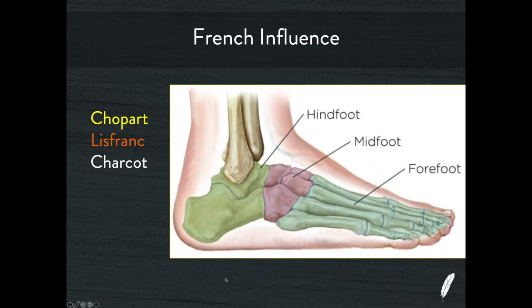Now, first of all, the Chopart line is this line here, and this is the line between the hindfoot and the midfoot. So it's the line between the talus and the calcaneum, and then the navicular and the cuboid here. So this is a natural line of weakness through the foot, and then there's a second natural line of weakness, which is the Lisfranc line, which is between the midfoot and the forefoot.